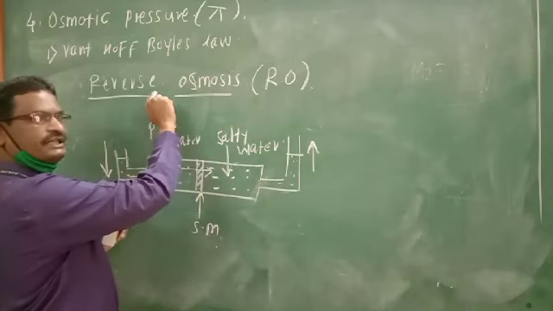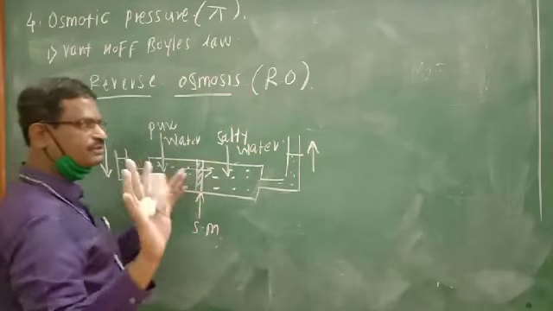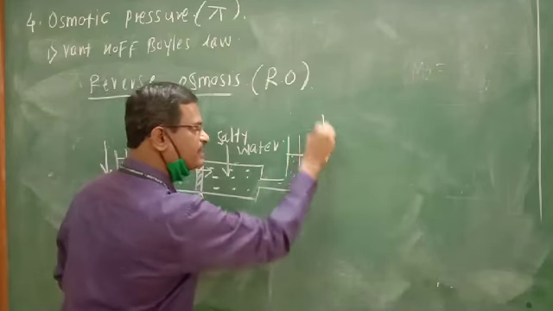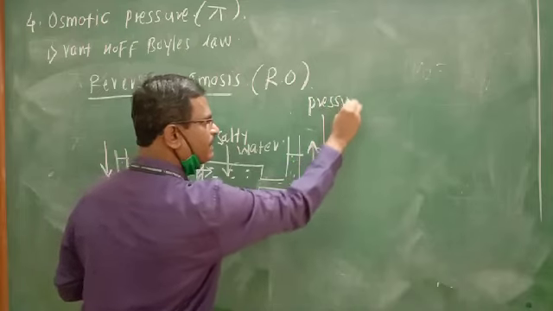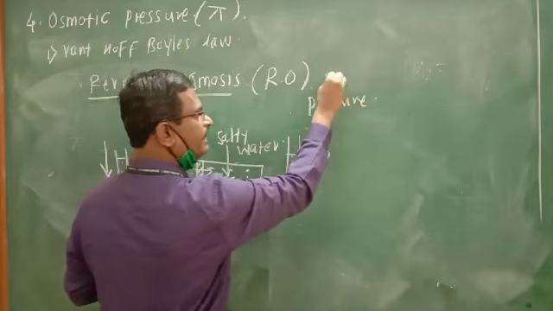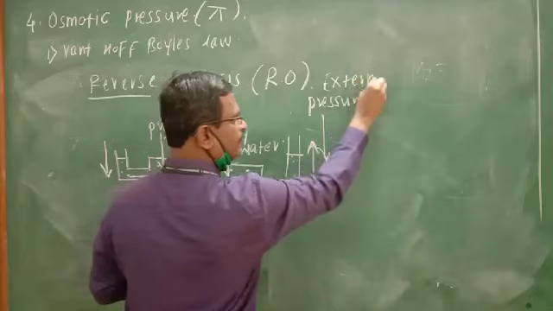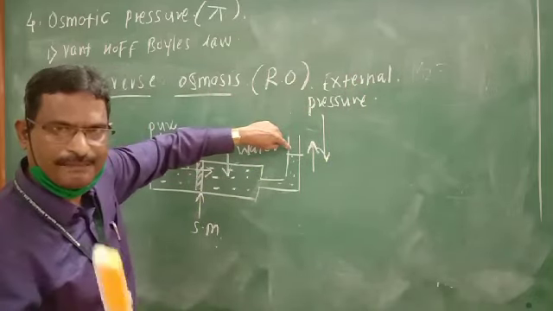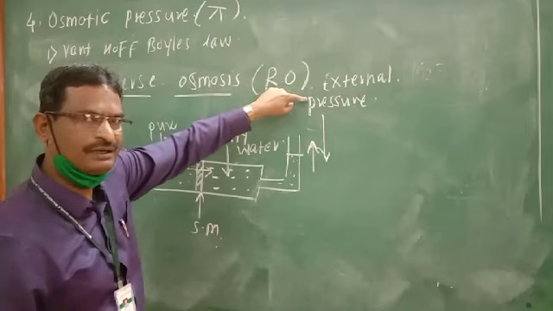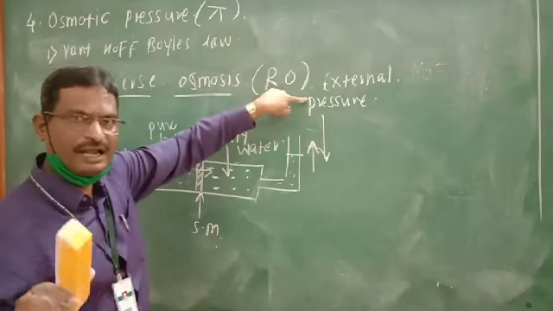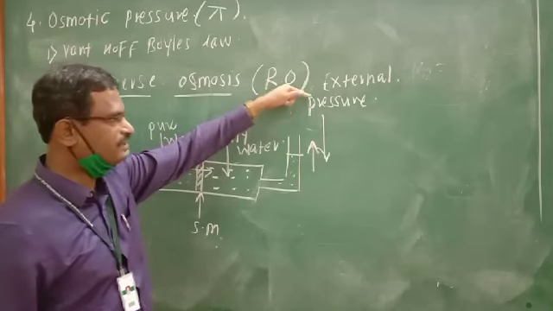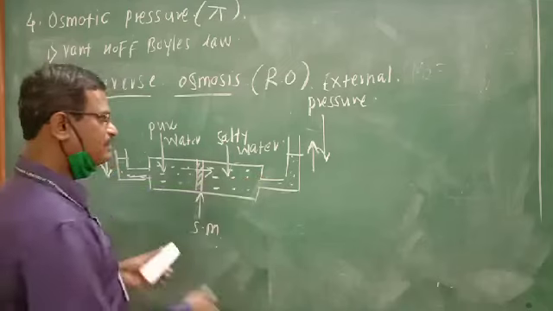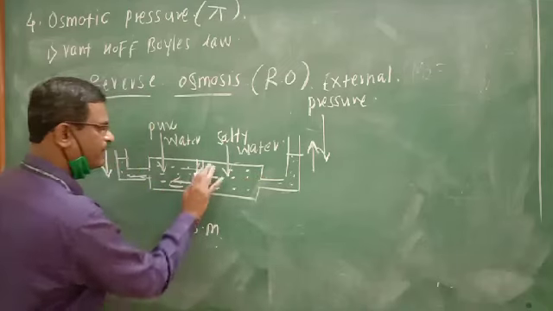What is reverse osmosis? How does it take place? Now see here, if a pressure is applied on this side, if we apply the external pressure on this side, what happens? If the applied external pressure is greater than the osmotic pressure, at that time reverse flow takes place.